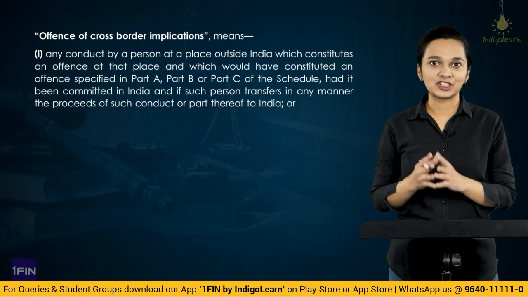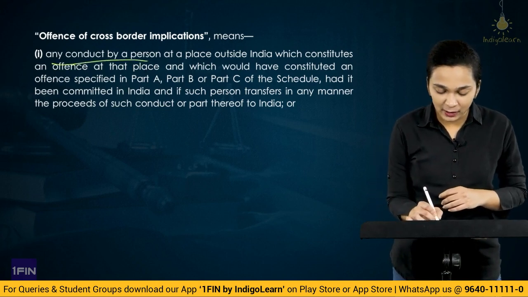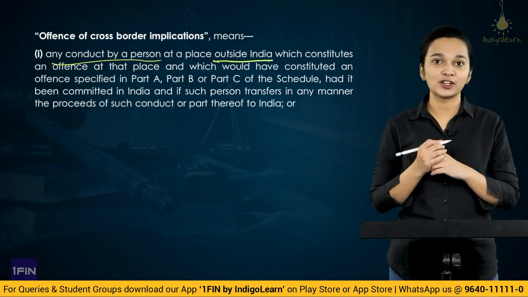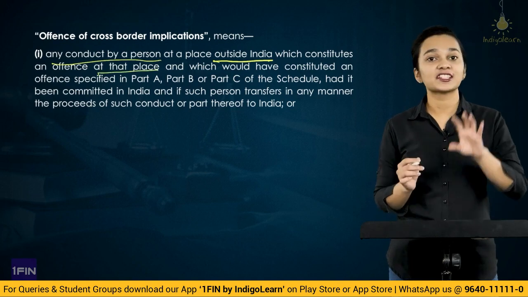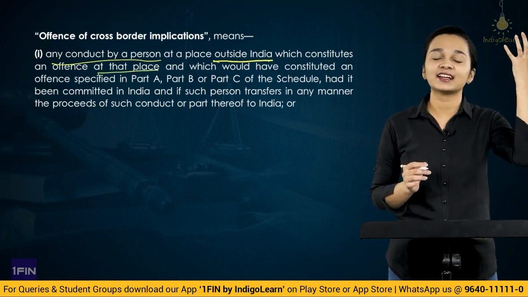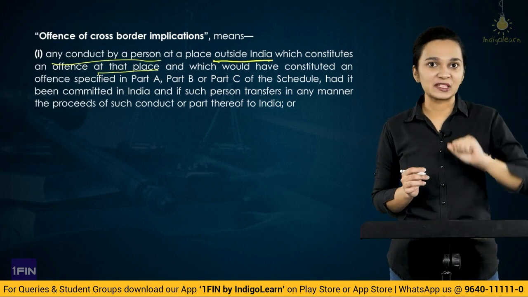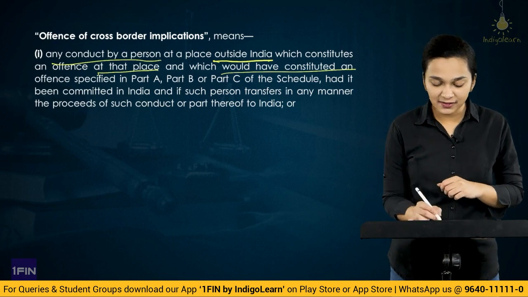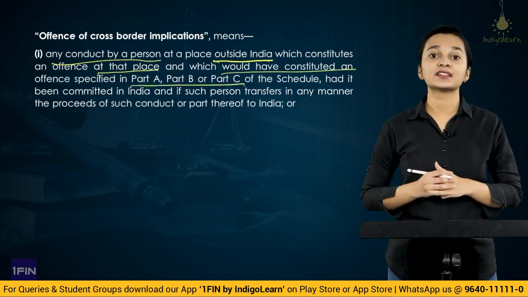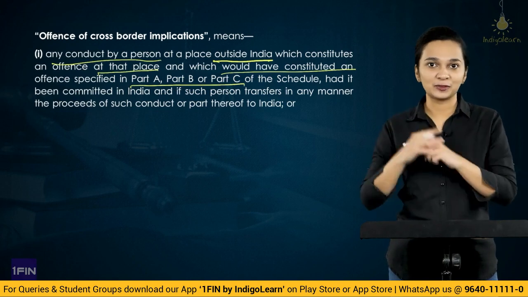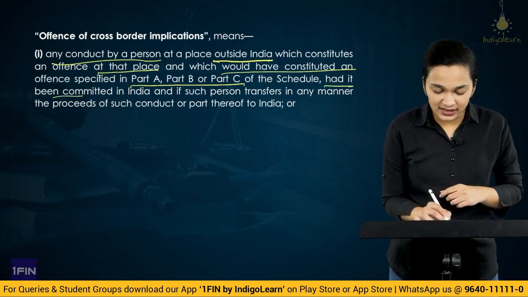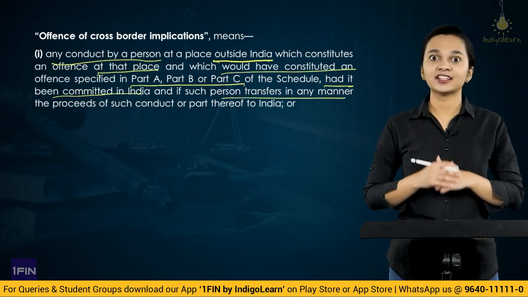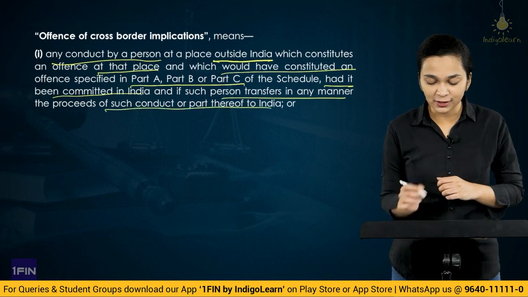Offences of cross-border implication means any conduct by a person at a place outside India which constitutes an offence at that place. So it is an offence in that country as well, at the place where the offence is being committed, and which would have constituted an offence specified in Part A, Part B or Part C of the schedule, that is the scheduled offences, had it been committed in India, and if such person transfers in any manner the proceeds of such conduct or part thereof to India.